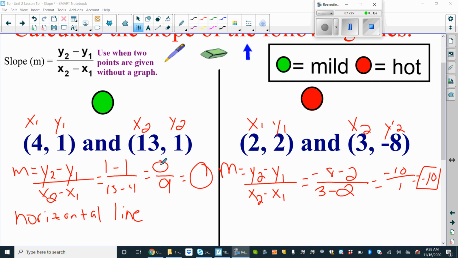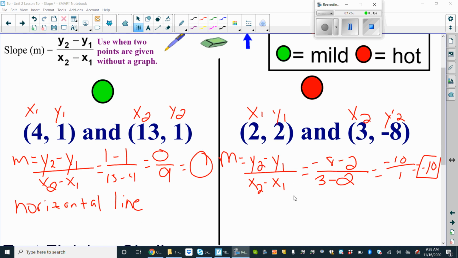When you have 0 in the numerator, it's saying 0 divided by 9. 0 divided by any number is always going to be 0. So if 0 is in the numerator, and you have 0 divided by a number, your answer will be 0. If you just type this whole thing into the calculator, you will get 0. So your answer should be a 0 slope, which is a horizontal line.